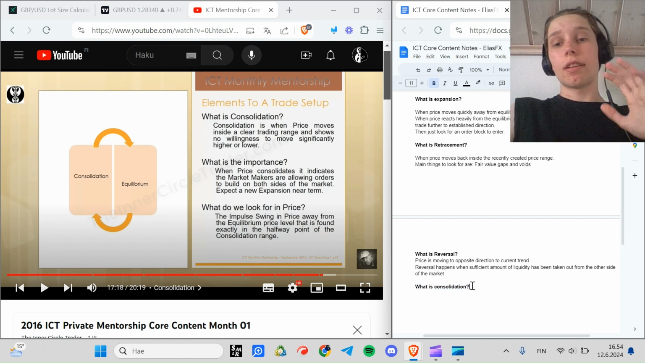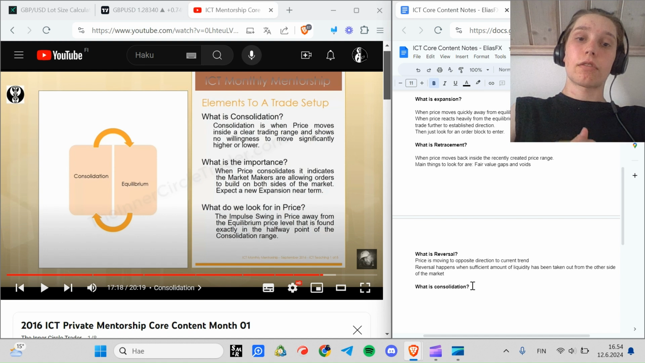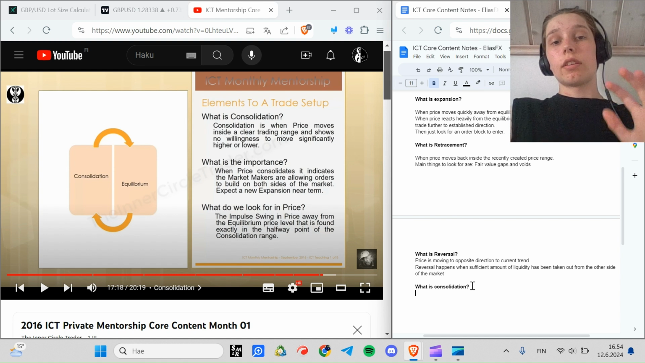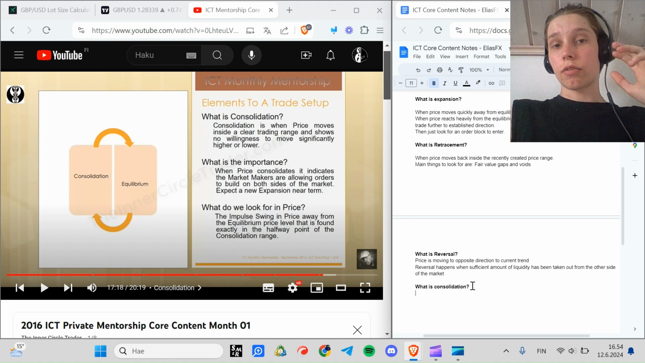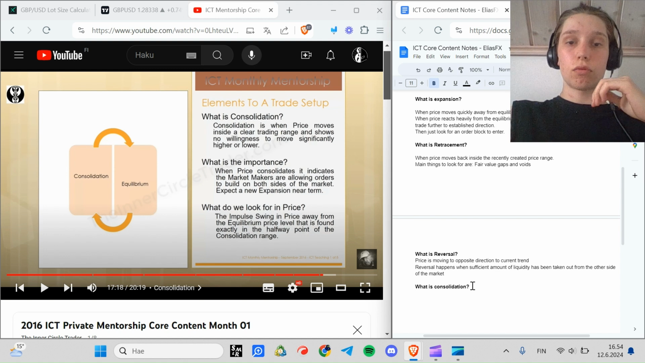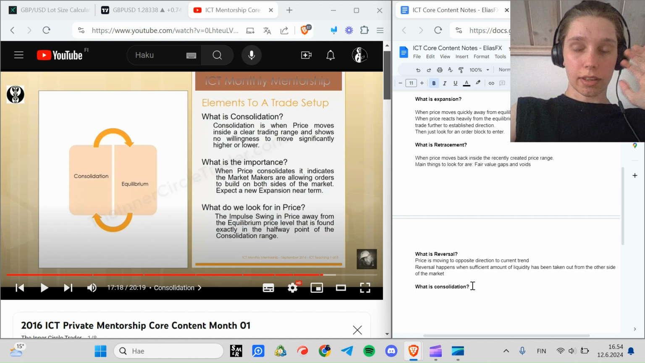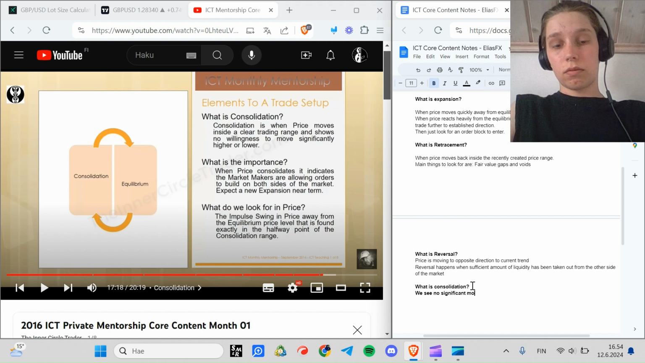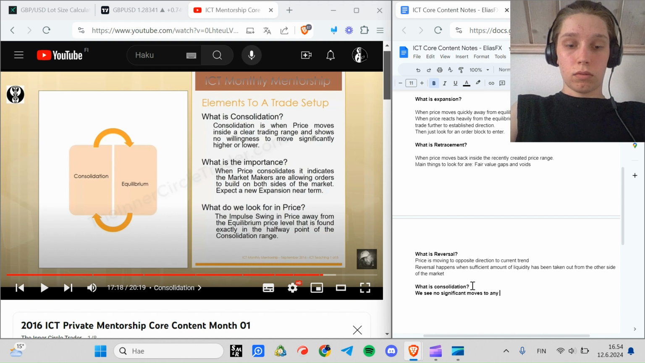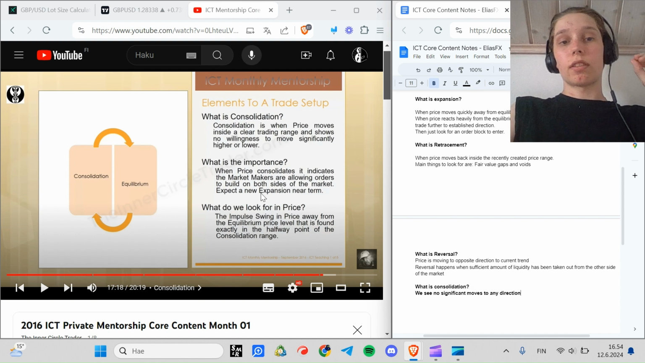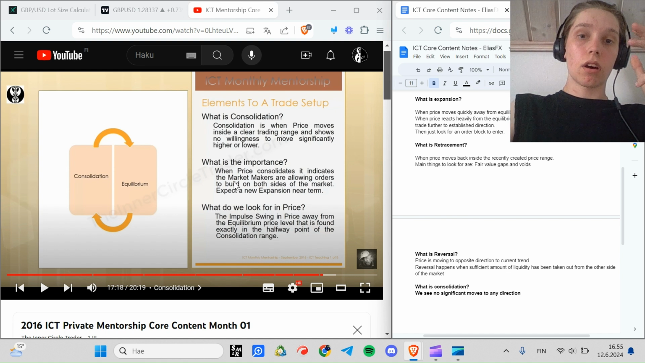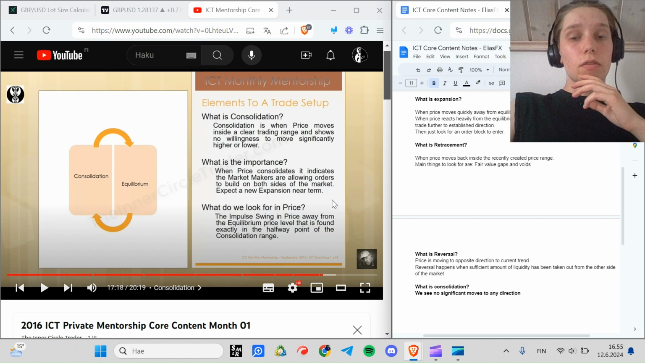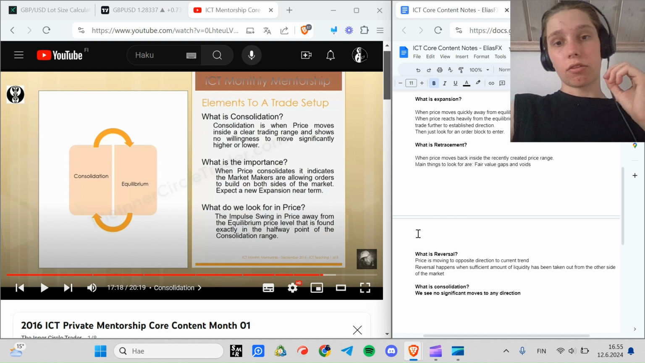Okay, then we have the last condition of the market, and that is consolidation. So what is consolidation? Consolidation is when price moves inside a clear trading range and shows no willingness to move significantly into any direction. So we see no significant moves to any direction. And what is the importance? Well, when price consolidates, it indicates that the market makers are allowing orders to build on both sides of the market and expect a new expansion near them.